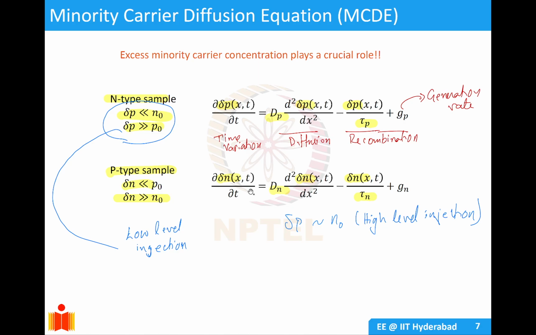Similarly for electrons if they are minority carriers, but this condition is only valid for low level injection, where your delta P is less than N naught and delta P is greater than P naught. So it is much higher than the equilibrium minority carrier concentration, but also much lower than the majority carrier concentration at equilibrium. If your delta P is comparable to N naught or larger than N naught, it is called high level injection.